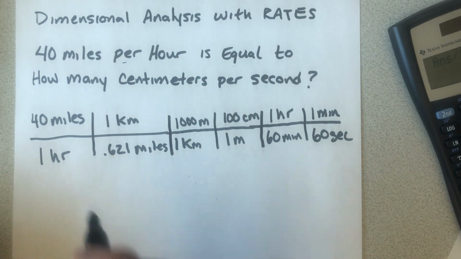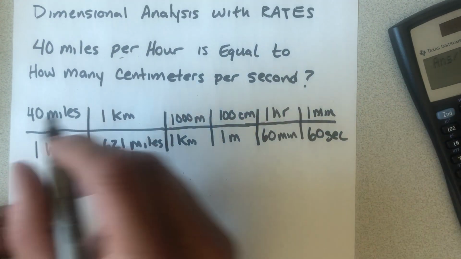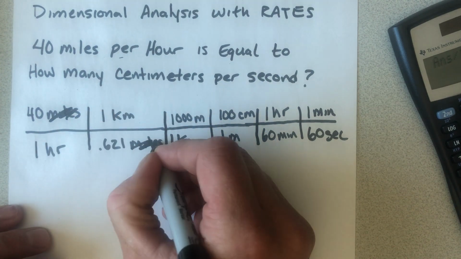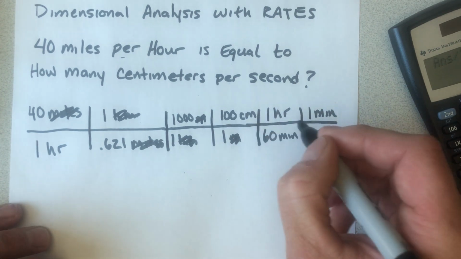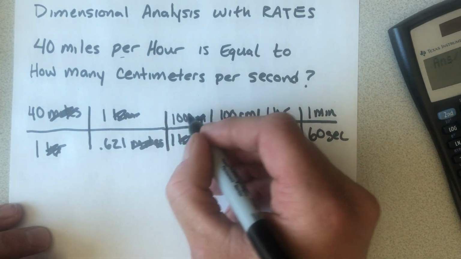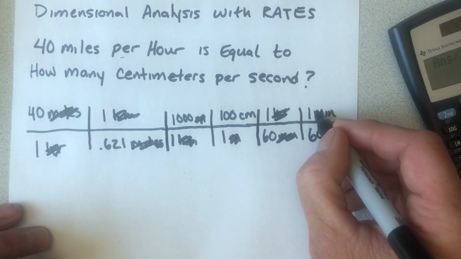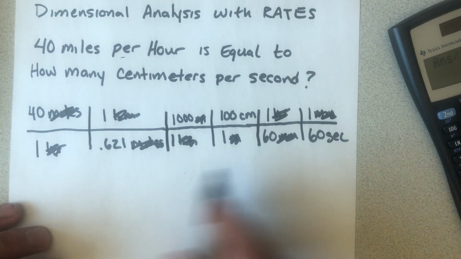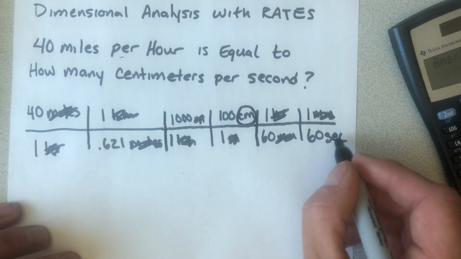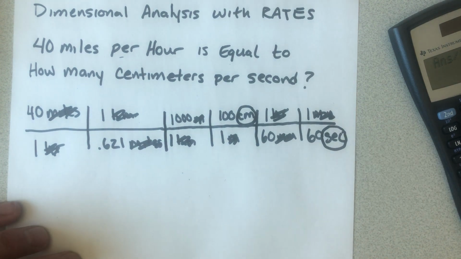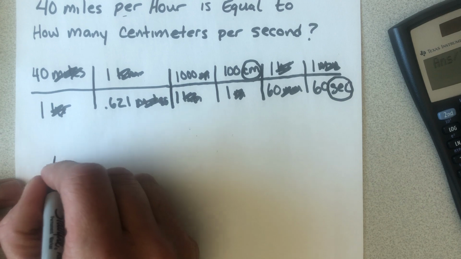So now, the only fun part here, we can begin to cross off all of the like units. Miles, you're gone. Kilometers, you're gone. Meters, you're gone. Hours, you are gone. Where are you? There you are. And then minutes, you're gone. And the only units that we have left that don't have a matching partner on the top or the bottom is centimeters per second, right? And so now we can just do the math here. It's pretty easy.